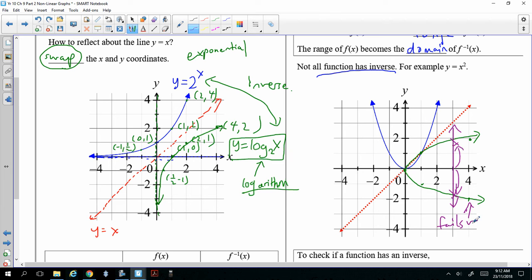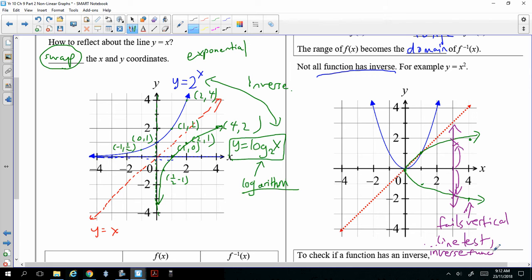So not everything has an inverse, right? Some has an inverse, some doesn't. So that's a very important point to note. And there's an easy way to test it. Inverse function does not exist.